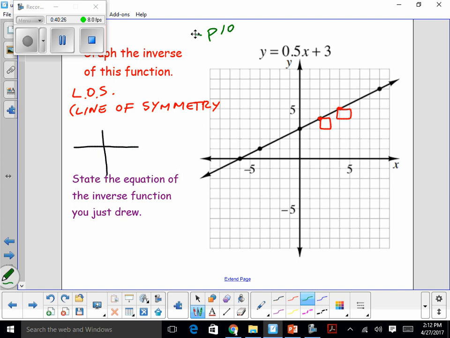Well, it's not gonna do that. It's gonna be a little different. Especially in this situation where you're finding the inverse, the line of symmetry has an equation, and that equation is y equals x. That's the equation for the line of symmetry. Maybe I should put it up here. y = x. Line of symmetry.